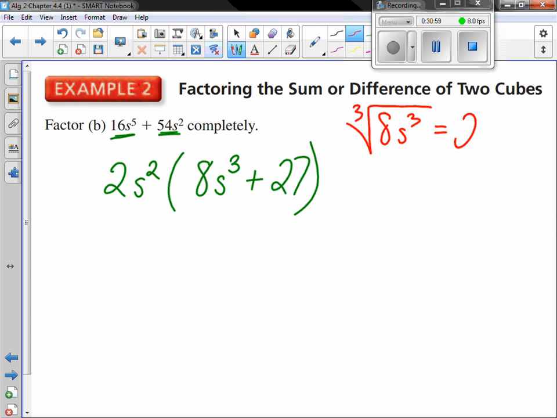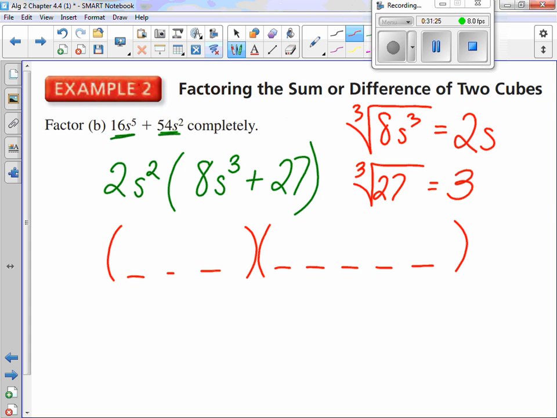Well, we just said the cubed root of 8 is 2, yes? And the cubed root of s to the 3rd is s. Now the cubed root of 27 would be 3. The cubed root of 27 would be 3. When we look at the signs, they would be the same, opposite, always end on a positive note.